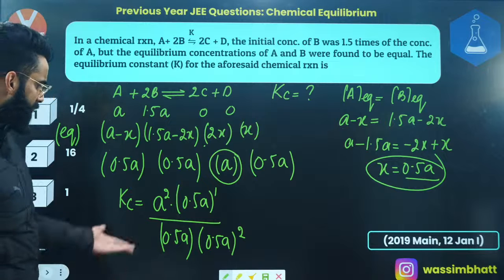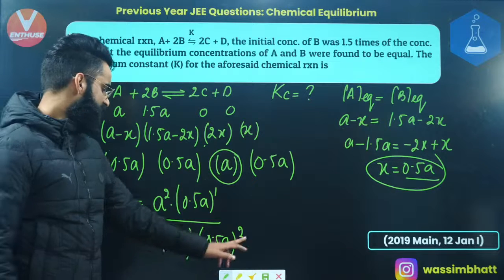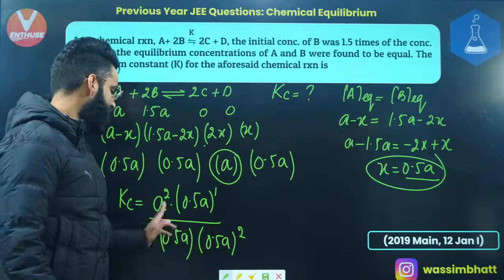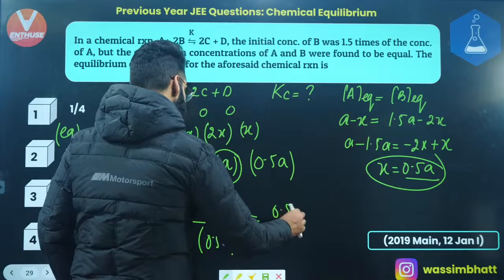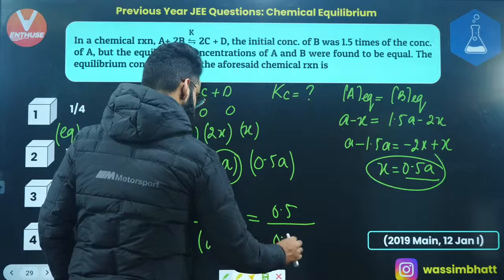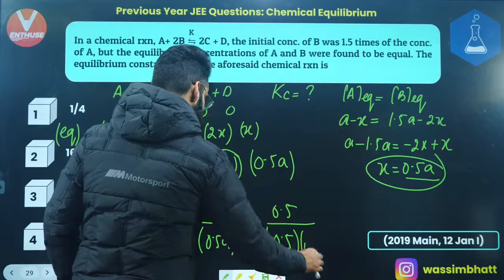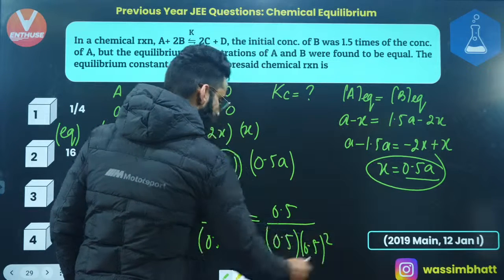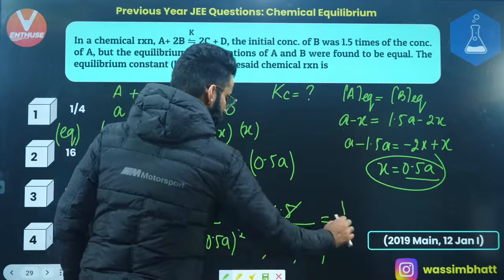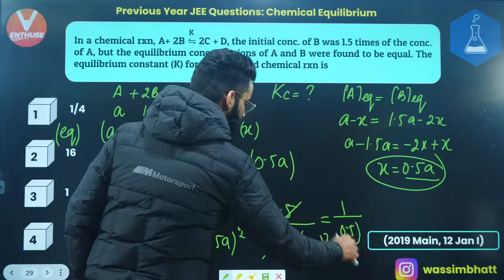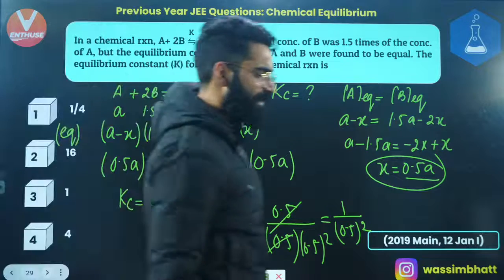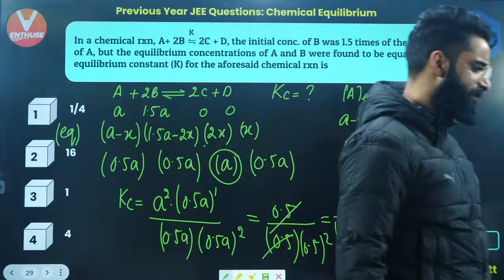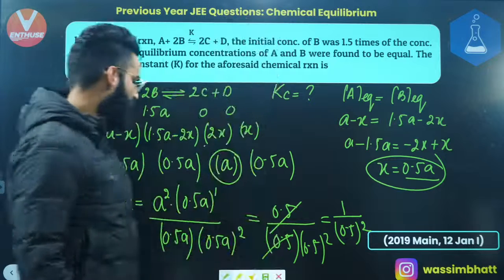Now it's going to be your turn to do the calculation. This a square multiplied by a is a cube. This is a cube in the numerator, and a cube gets cancelled out. So it becomes 0.5 divided by 0.5 multiplied by 0.5 squared. So this gets cancelled, and it's going to be 1 divided by 0.5 squared. The calculation is done and dusted. We were supposed to calculate the value of Kc, and the Kc value is done. So people, finally, what are you getting as the answer?